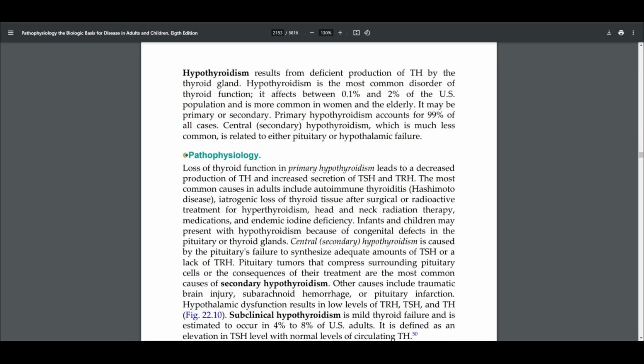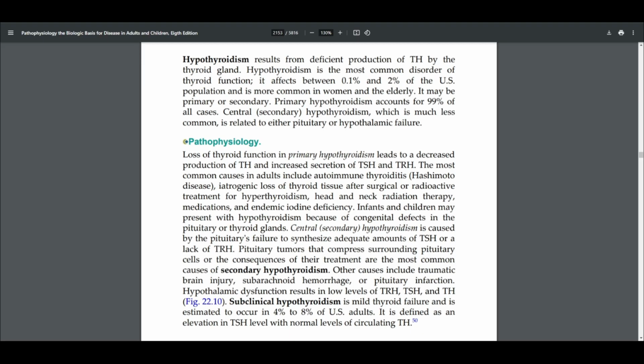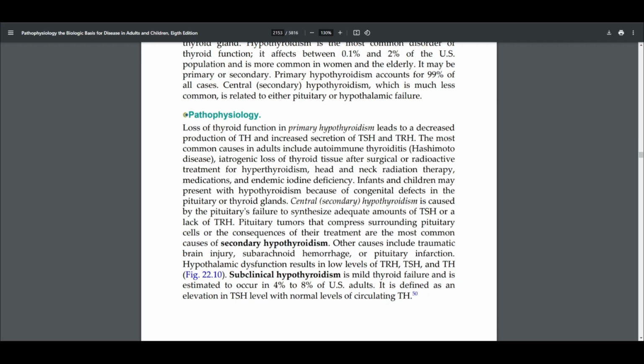Hypothyroidism results from deficient production of TH by the thyroid gland. Hypothyroidism is the most common disorder of thyroid function. It affects between 0.1 and 2% of US populations, and is more common in women and the elderly. It may be primary or secondary. Primary hypothyroidism accounts for 99% of all cases. Central hypothyroidism, which is much less common, is related to either pituitary or hypothalamic failure.